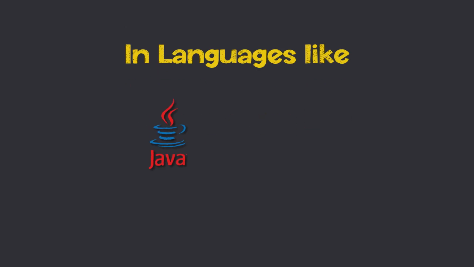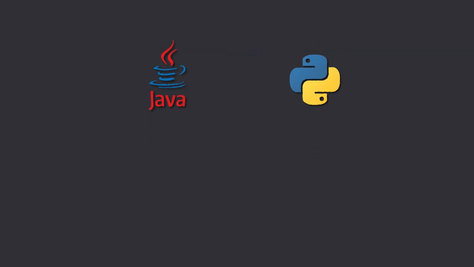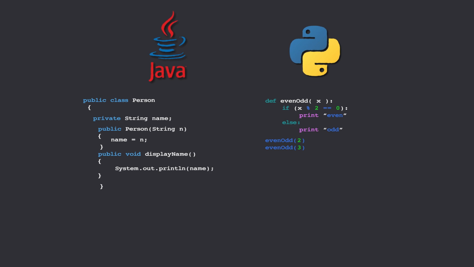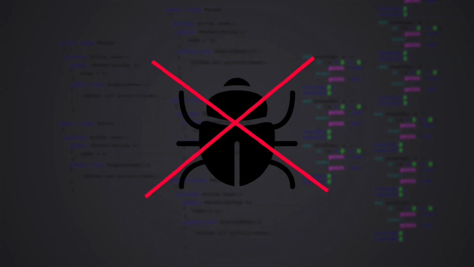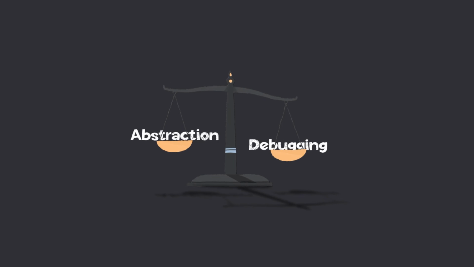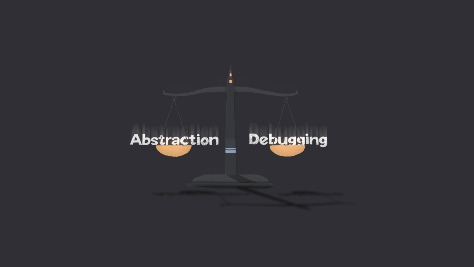In languages like Java and Python, you create abstractions using classes and functions. It's worthwhile because it enhances code clarity and reusability. But beware, because too much abstraction can make debugging a real challenge. So finding the right balance is essential.